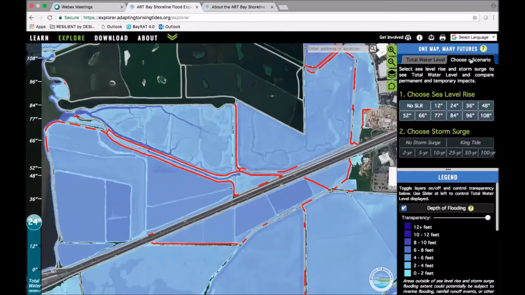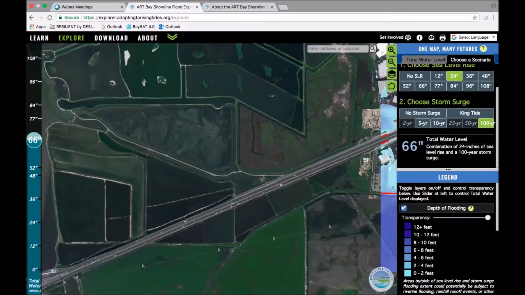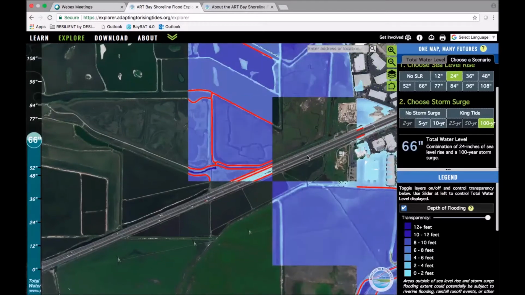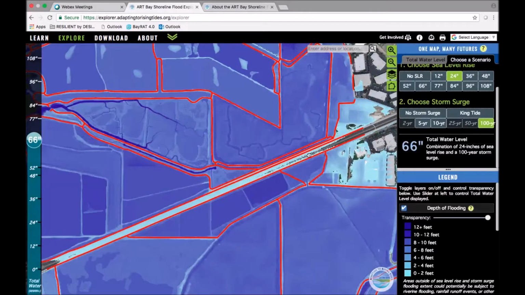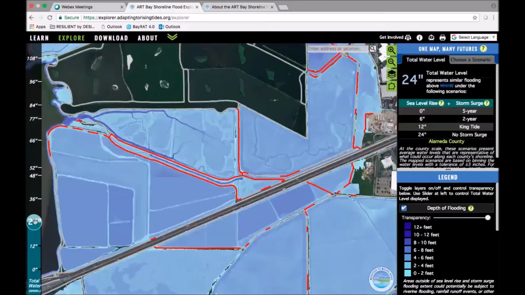So in this example, a planner may know that they need to plan for 24 inches of sea level rise at mid-century, as well as a 100-year flood. And so I'm going to choose those two values and see the resulting total water level, which is 66 inches of water above mean higher high water. So these two methods of choosing the water level provide the stakeholders with a lot of opportunities to customize what they're visualizing in the map.